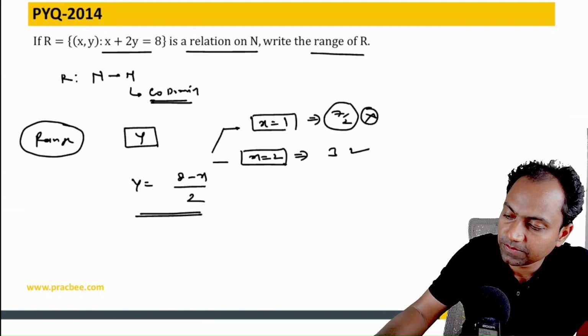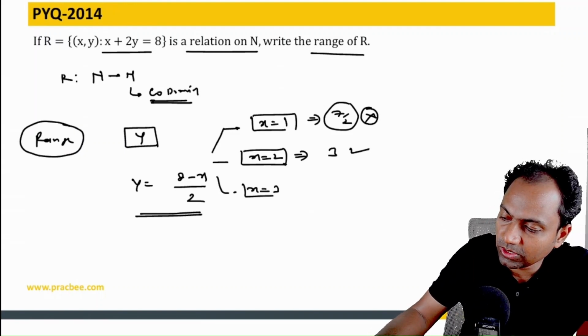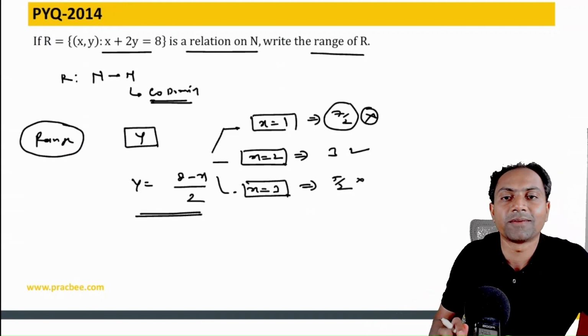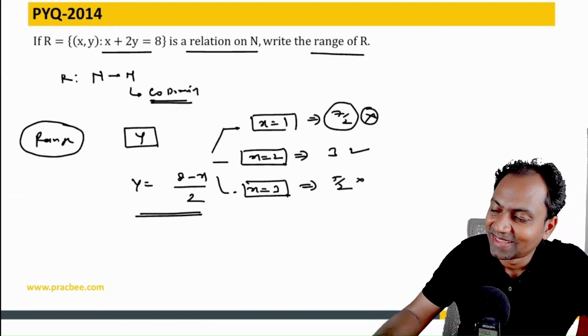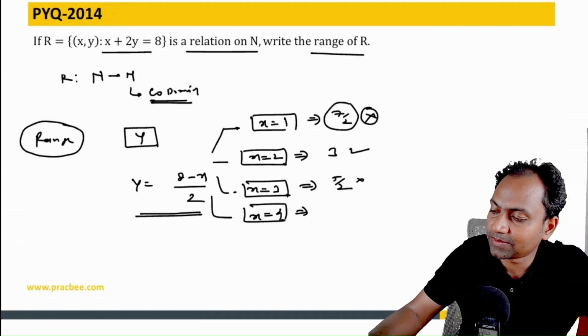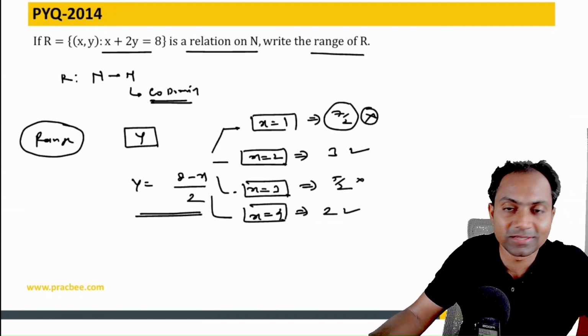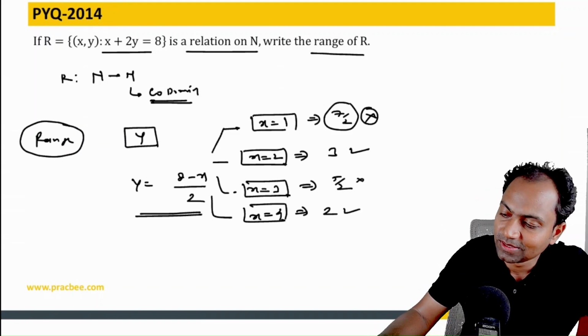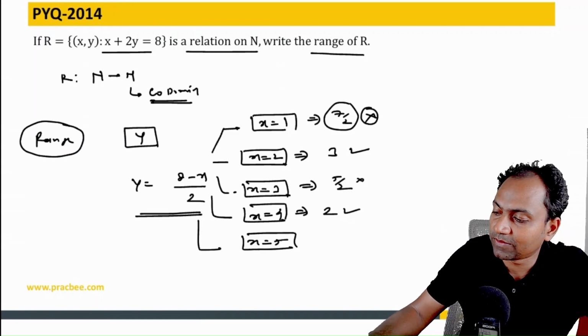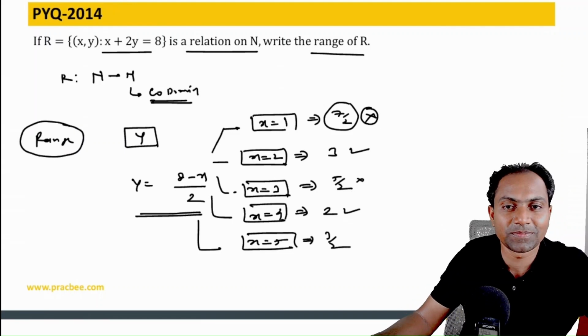This is acceptable. Similarly, x equal to 3 will not be acceptable because the answer becomes 5 by 2, and 5 by 2 is not a natural number. Next, if I move forward and put x equal to 4, my answer becomes 4 by 2, that is 2, and it is acceptable. There is no problem with this answer. Then I can keep on doing this for 5. For 5, it becomes again 3 by 2, not acceptable.